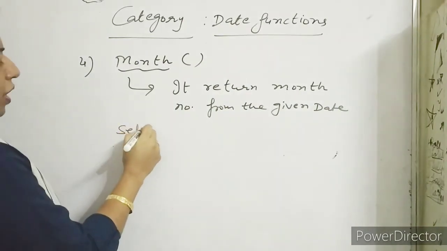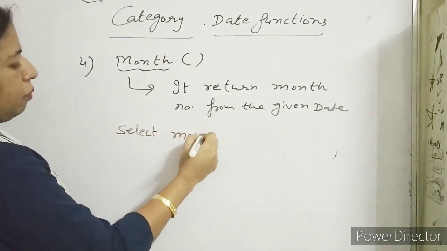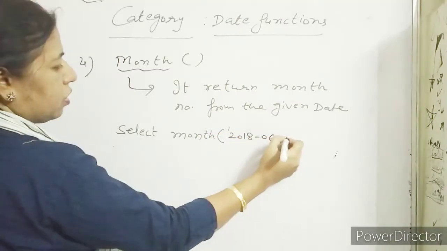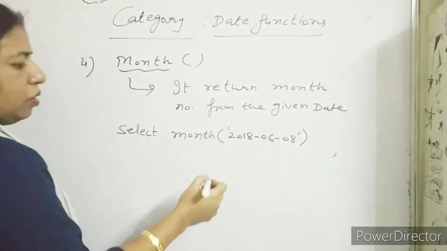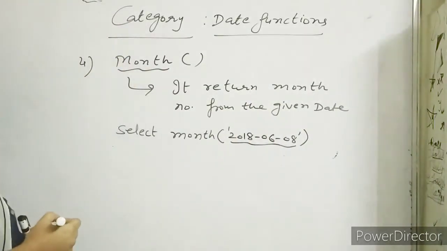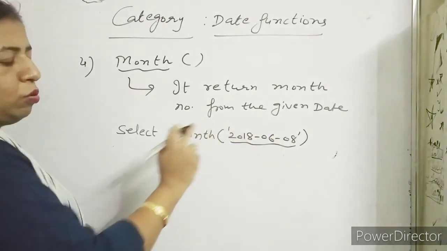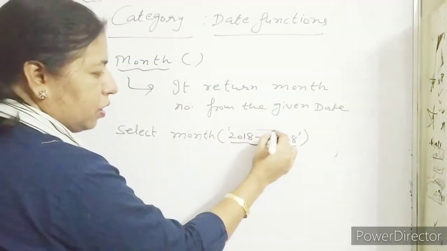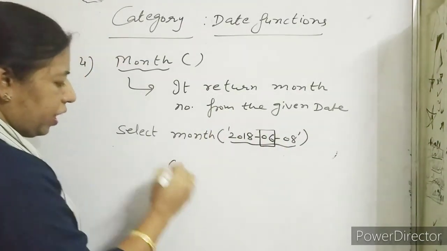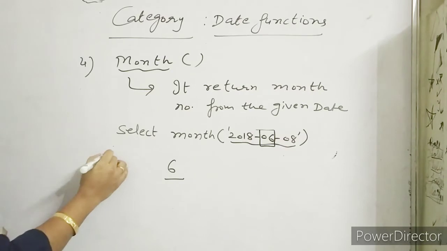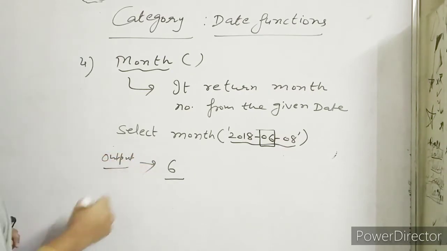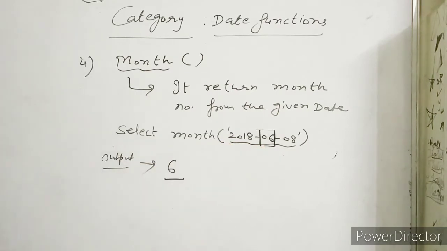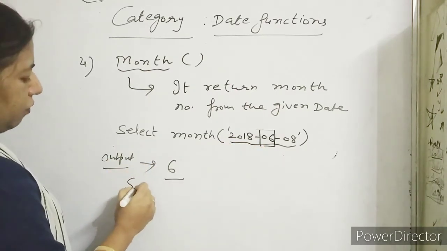For example, I am writing the example. Select month 2018-06-08. Suppose whatever date you can give here. This is the 8th June 2018. The month function returns which is the month number? 6 here. It means you will get output as 6, because the month number is 6 in this date. Clear?